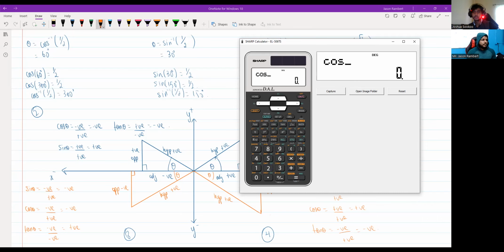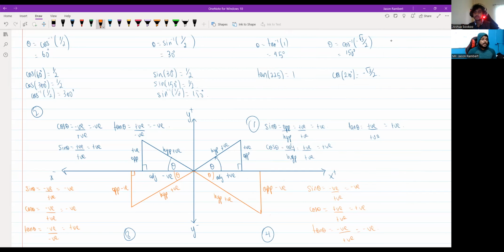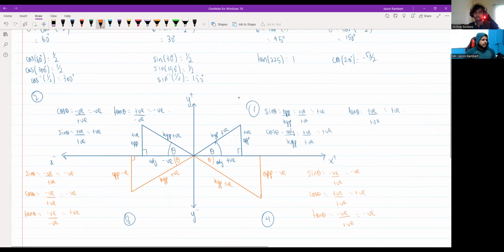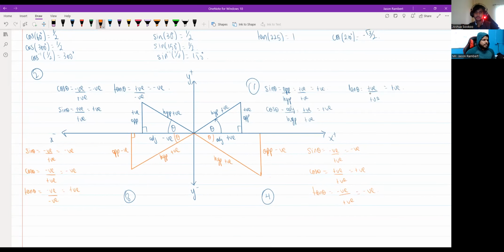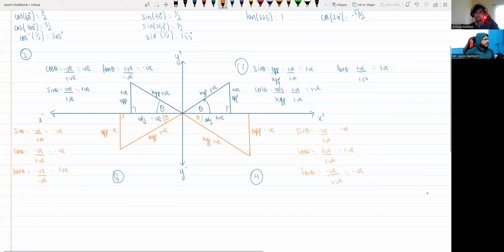Cosine of 299 is equal to positive, right? Positive. And tan of 299 will give me a negative value, as expected. Now, these things are expected. Now, observing the quadrants, it's a bit tedious, because I have to try to figure out how I am going to remember all of this.